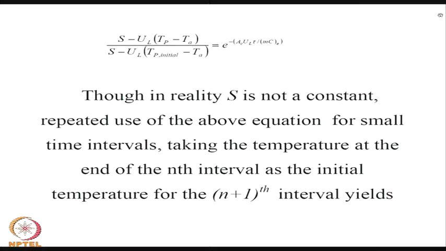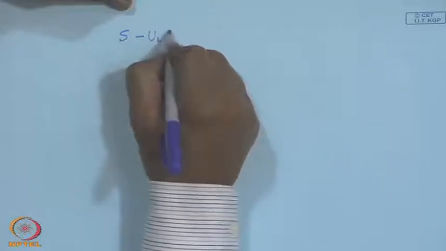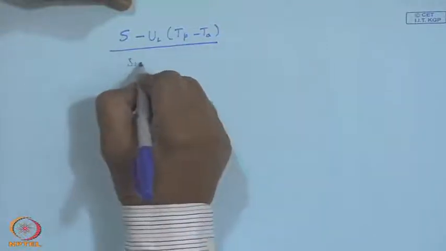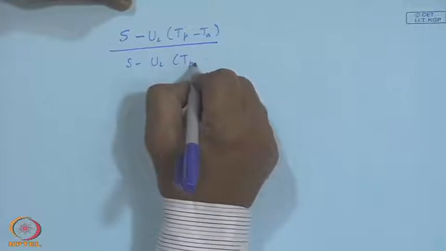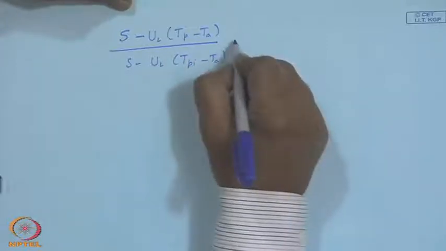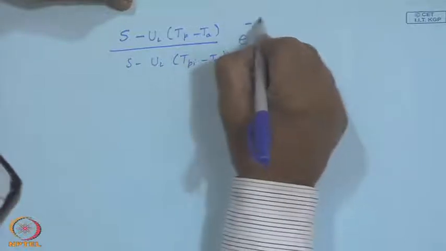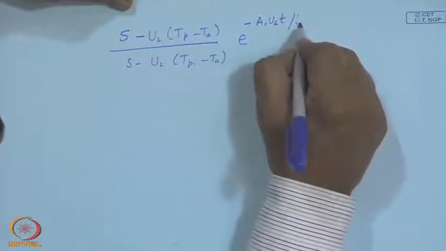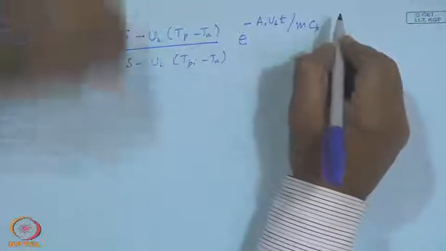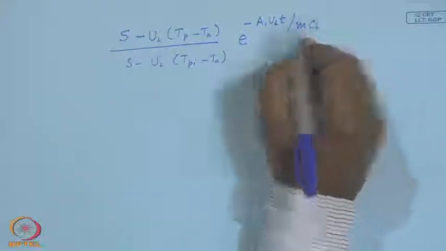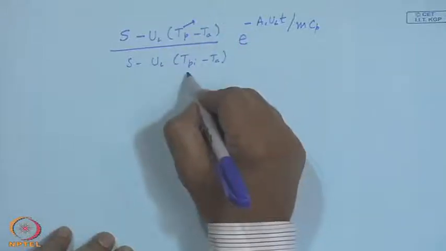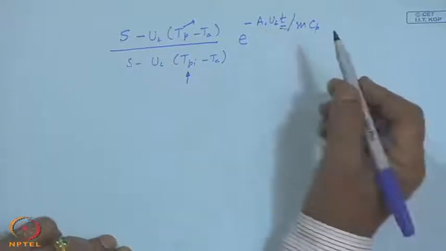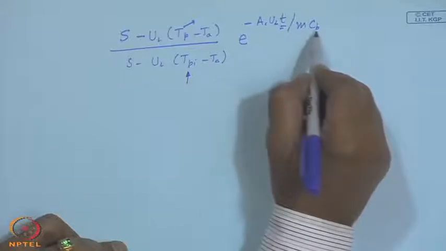So, you will have (S minus UL times (Tp minus Ta)) upon (S minus UL times (Tp initial minus Ta)) equal to e to the power minus AC UL time by M C P. So, this is how the temperature of the plate Tp from an initial temperature of Tp initial changes with the time t if the overall loss coefficient of the collector is UL and the mass is m and Cp is the specific heat.